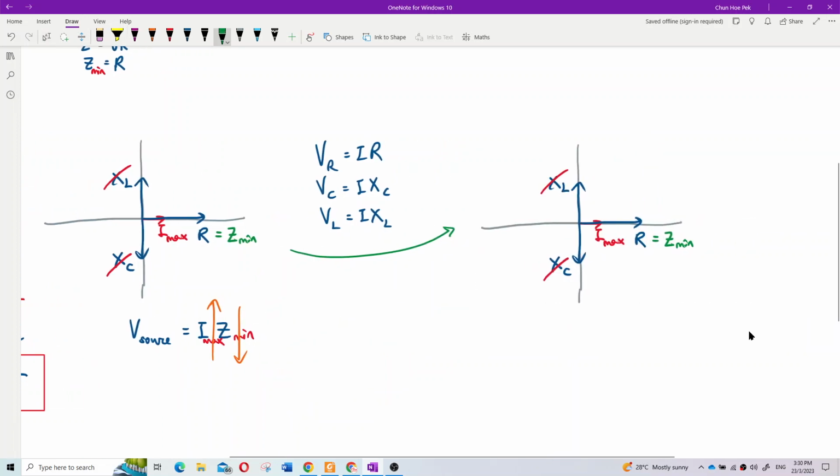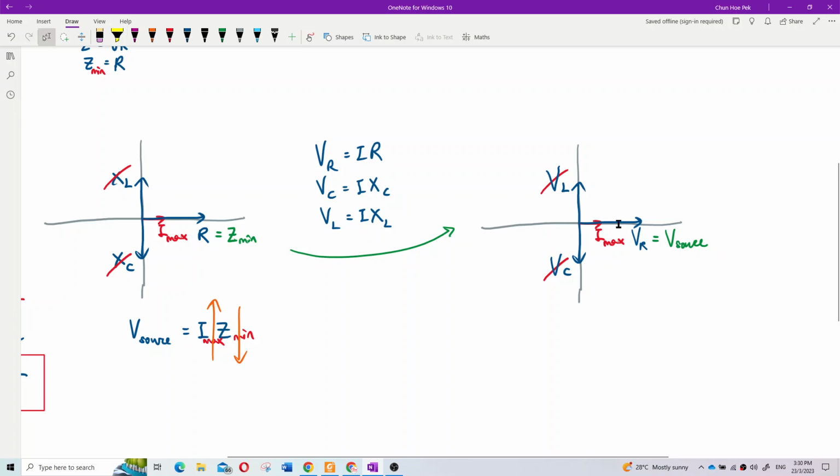Okay, so this XL is actually VL. I can say it is VL over here. So this is VC and this is VR. Understand? And this Z minimum means this is the V source. So that means the V source is only V equal to VR when Z is R, so V source also equals VR.